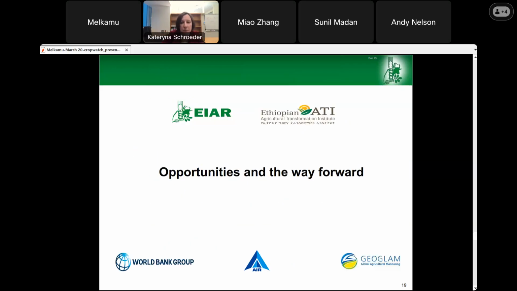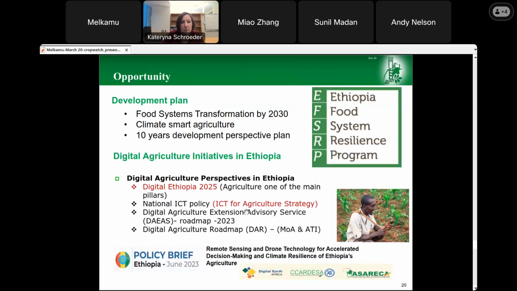Opportunity: we do have some opportunities and some way forward at the end. As an opportunity, there is a development plan at the country level. There is a development plan which we call FSRP, the Food System Research Program. The Resilience program is another opportunity under way to improve food security, and it is supported financially by now in the country.